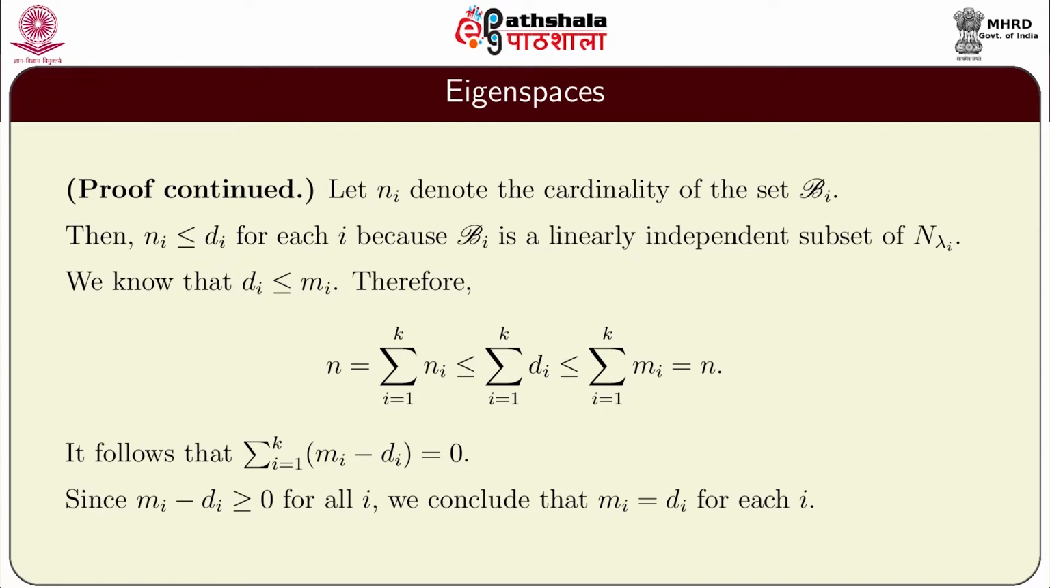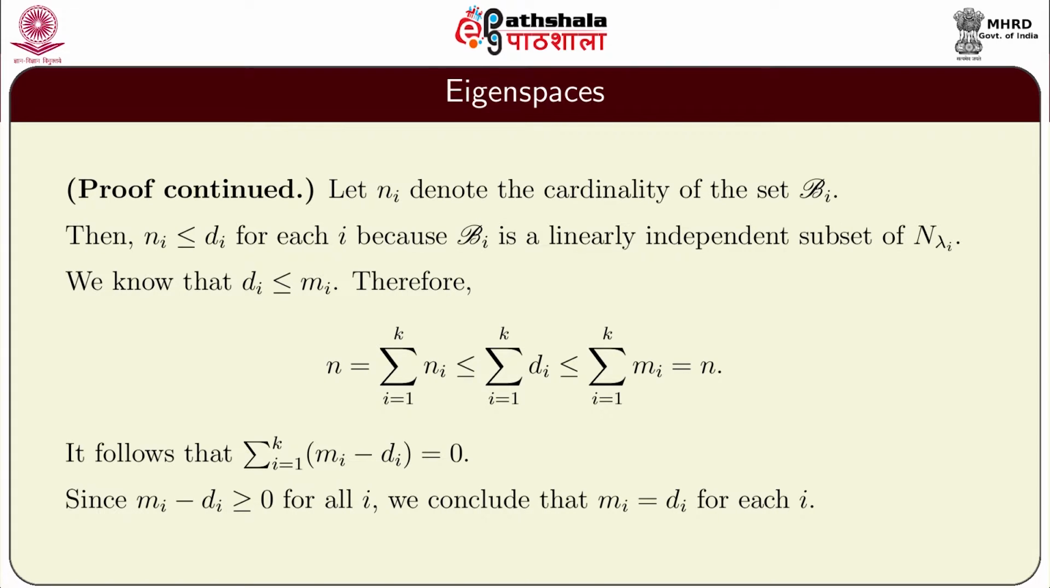We already know that Di is less than or equal to Mi. Why? Because the geometric multiplicity is less than or equal to the algebraic multiplicity. Therefore, we get these inequalities, that is n, which is equal to the summation over i of Ni, which is less than or equal to the summation over i of Di, which is less than or equal to the summation over i of Mi. But the summation of Mi's is again n, and therefore it follows that the summation over i of Mi minus Di is 0.